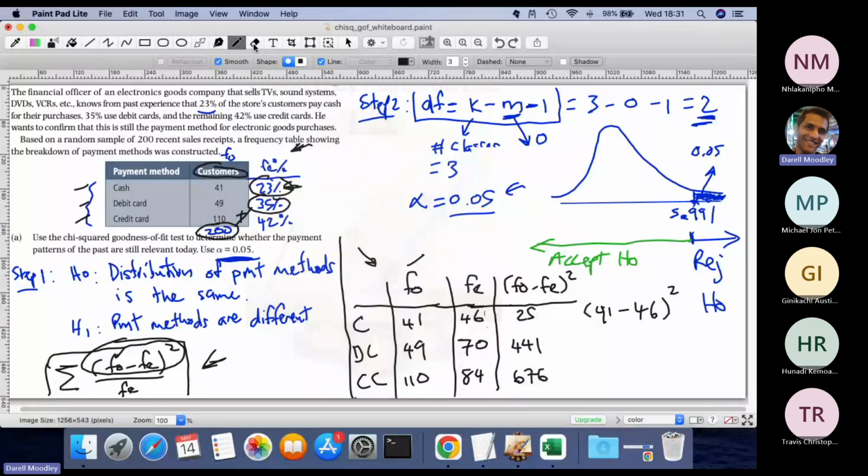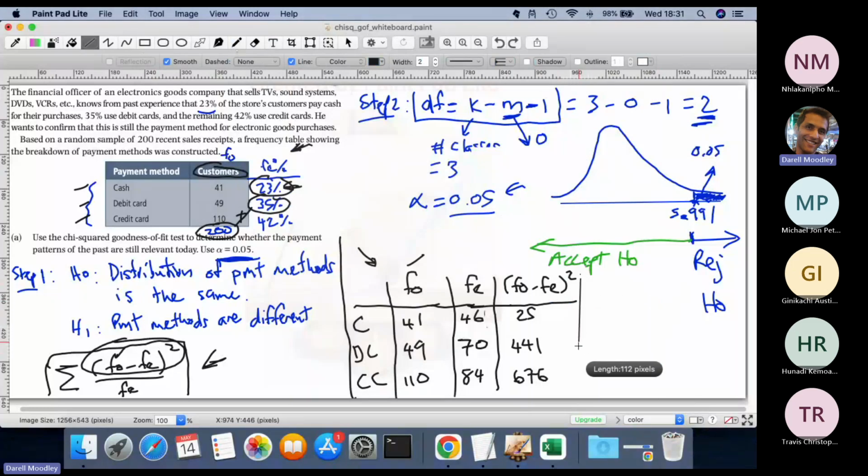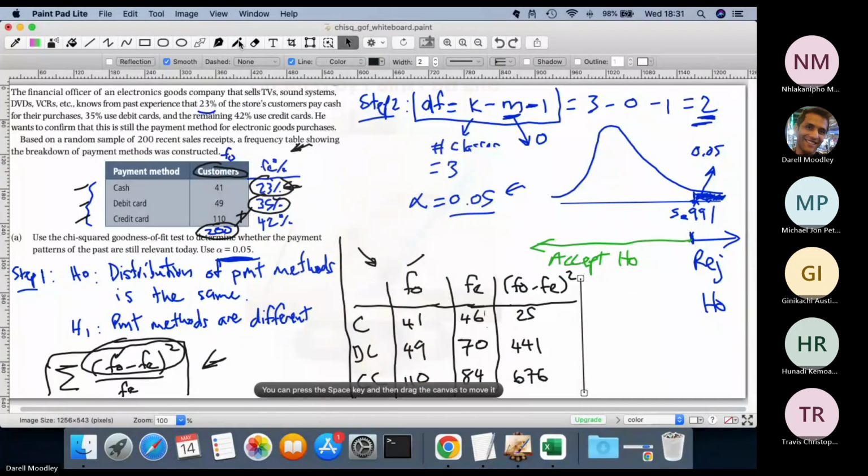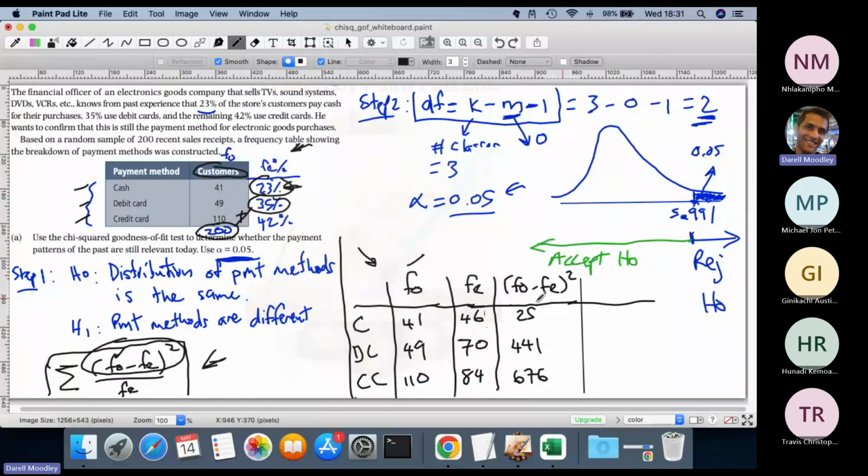Almost there. Got one more column to work out, and then we're done. So the last column, if you look at it, we've got this numerator. All we need to do now is divide by FE, the denominator. So we take everything that we have in this column, and we divide it by this column. That'll give us F0 minus FE all squared divided by FE. If you do that, it's going to be 0.543.